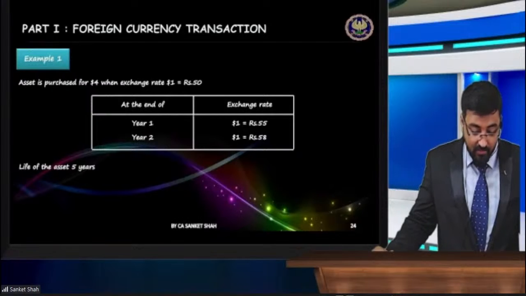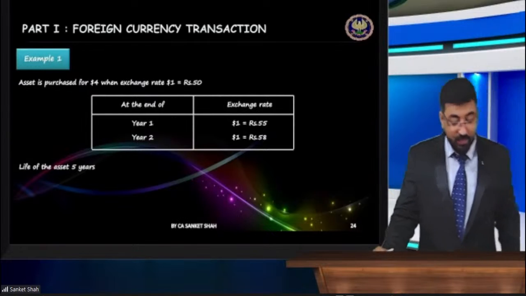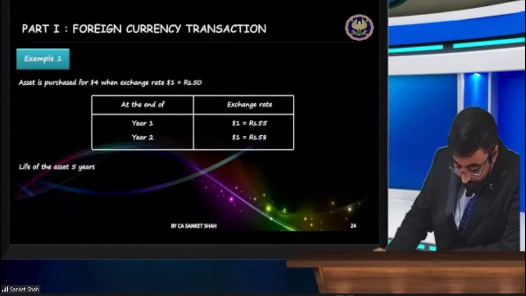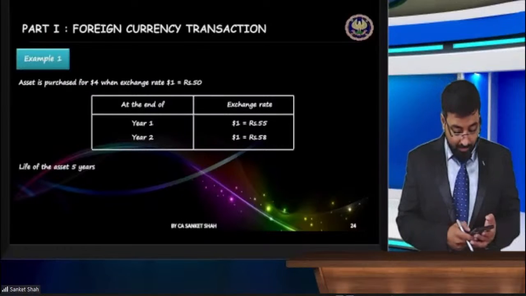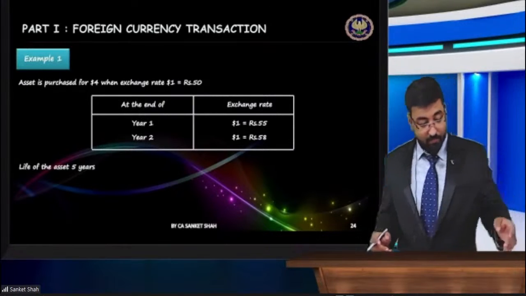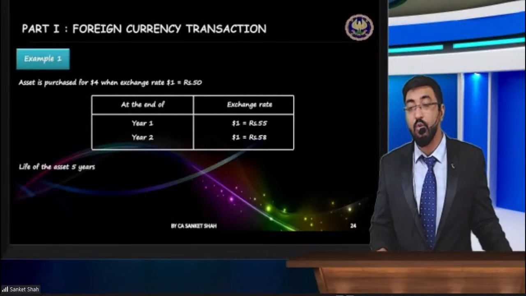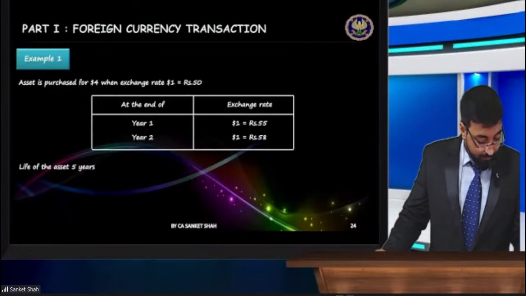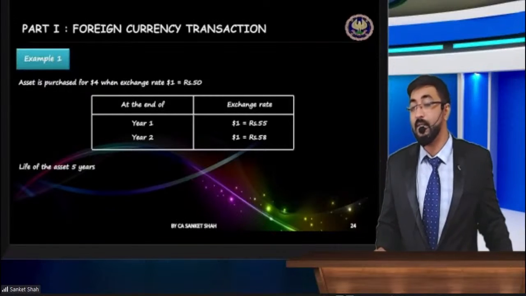So asset is purchased for $4 when the exchange rate $1 is equal to rupees 50. And in year 2, $1 is equal to rupees 58. Life of the asset is 5 years. Yes. Now tell me, you have to think, what is the first entry?